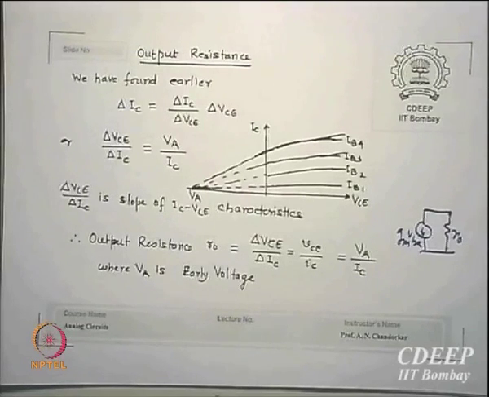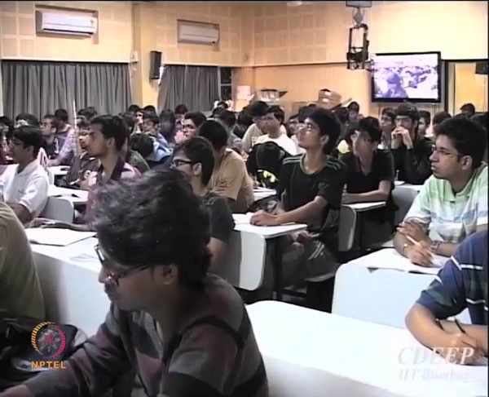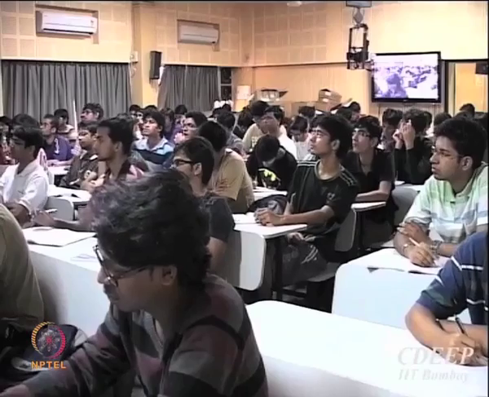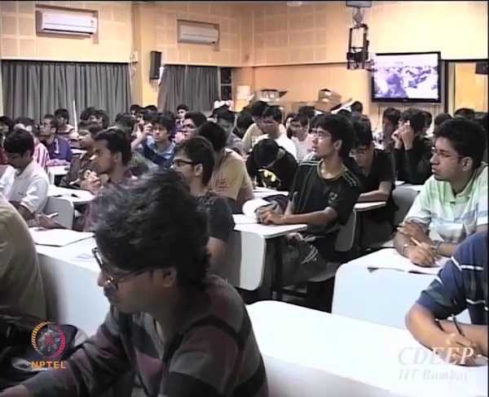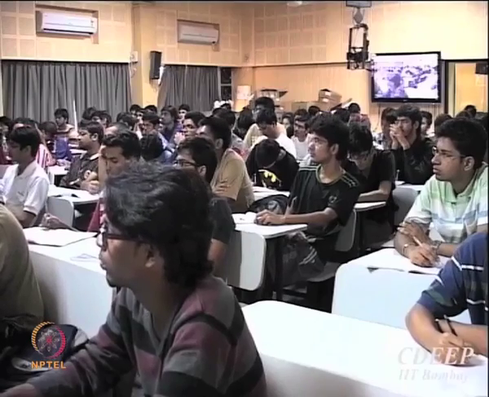Is that point clear? So if I specify to you the early voltage, 20 volt, 50 volt, and I am saying I am biasing at this bias current of IC, what I am giving you? R0 value. Is that clear? If I am specifying early voltage, this is 50 volt. Transistor has an early voltage of 50 volt. Okay. And if I say I am biasing at 1 milliamp, so kitna R0 bola? 50 by 1 milliamp, 50 kilo ohms.